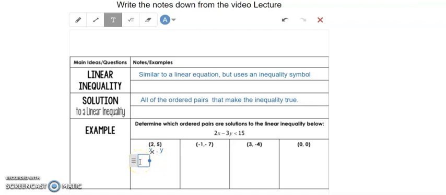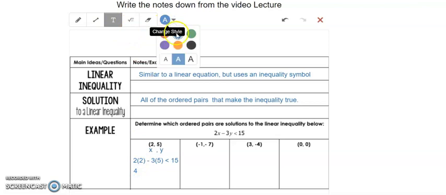So I have 2 times 2 minus 3 times my y, which is 5, is less than 15. I can drag this over here. And then I want to simplify. So 2 times 2, that's going to be 4. And I'm going to change this color to, let's make it purple.